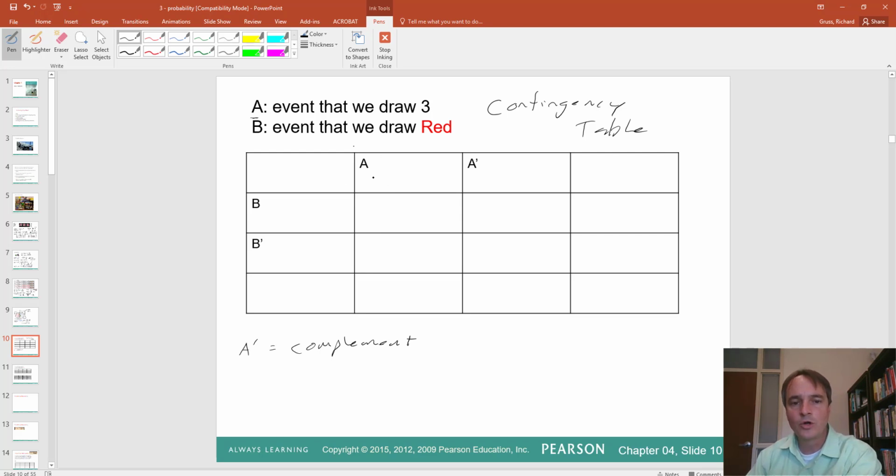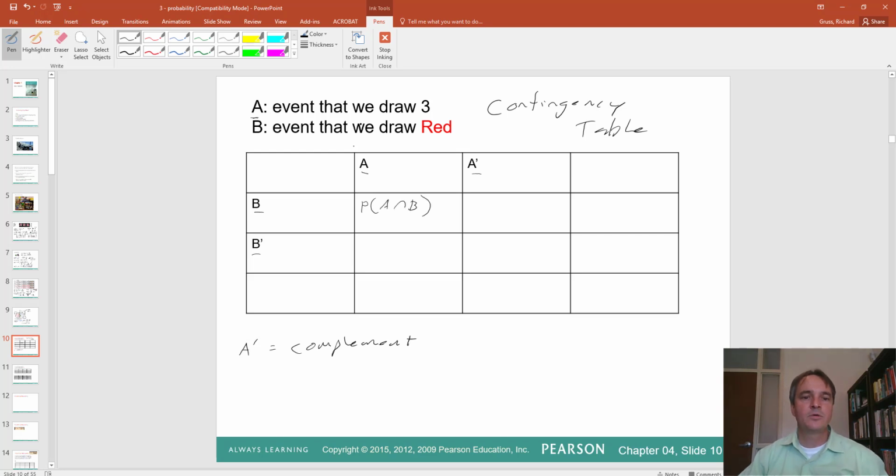Okay, so we're going to set up this table so that we assign a probability to A and a probability to its complement, and likewise a probability to B and a probability to its complement. Okay, so let's start off by looking at what goes in these cells. So in this cell up here, we're going to be looking at the probability of A and B both occurring. So this cell is going to hold probability of A and B.